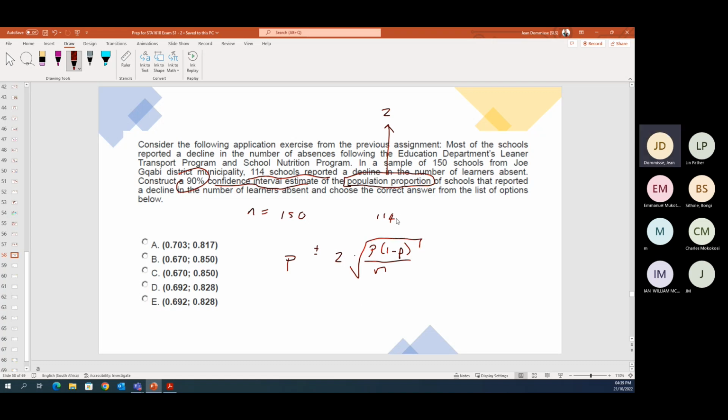Okay, so here we would have needed to calculate the p-value, which is 114 divided by 150. So 114 divided by 150 is equal to 0.76. Okay, so I just look at 0.76. It's in the middle.